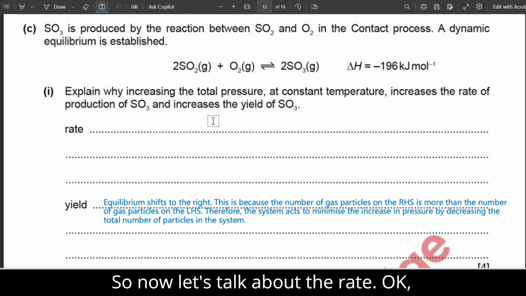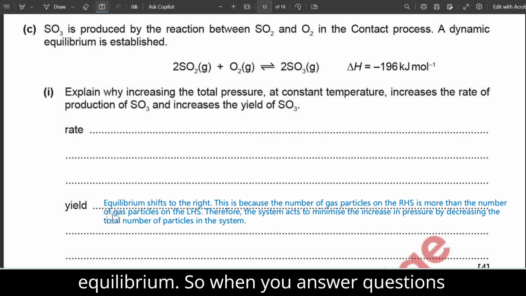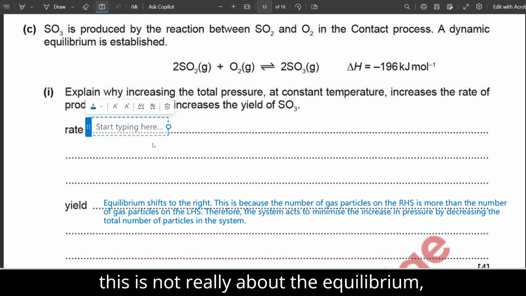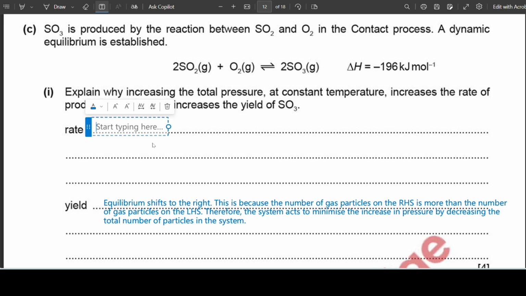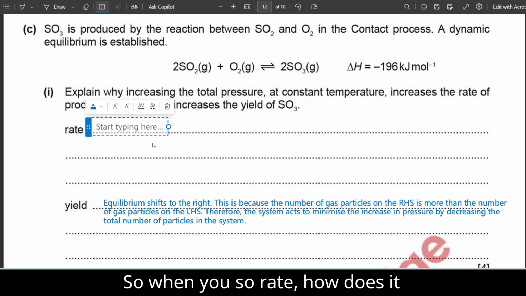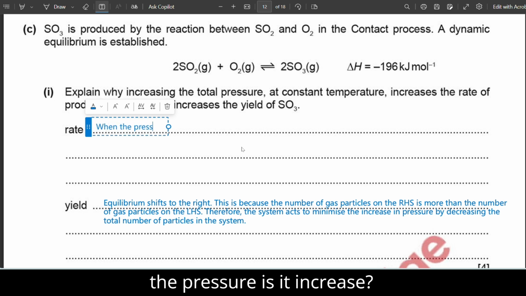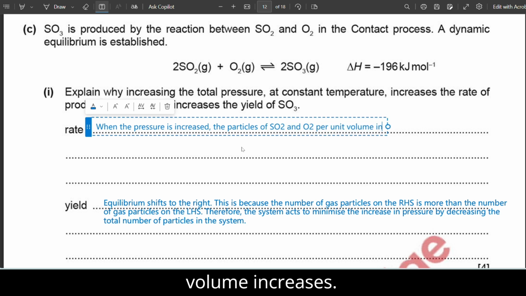So now let's talk about the rate. Yield is about the equilibrium, so when you answer questions about the yield, talk about equilibrium. When you answer questions about the rate, this is not really about the equilibrium. This is about the rate of reaction, the kinetic theory, that kind of thing. So how does increasing the pressure affect the rate? When the pressure is increased, the number of particles per unit volume increases.